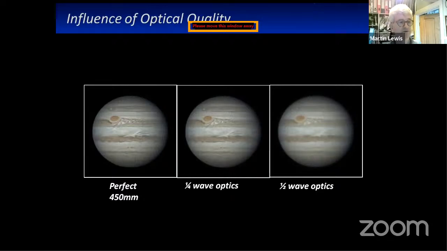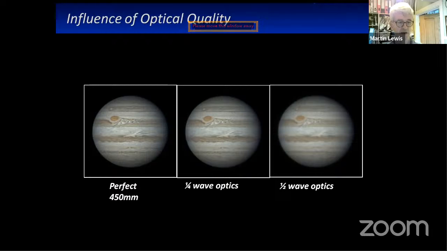Another thing that will influence is the quality of the optics. So on the left hand side we see a perfect 18-inch, 450mm telescope. Then with quarter wave optics you get a slight deterioration. By a quarter of a wave I mean that the deviation from a perfect parabola is a quarter of the wavelength of light, of green light.